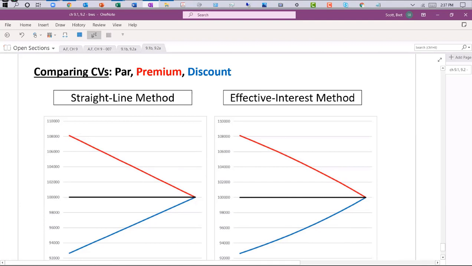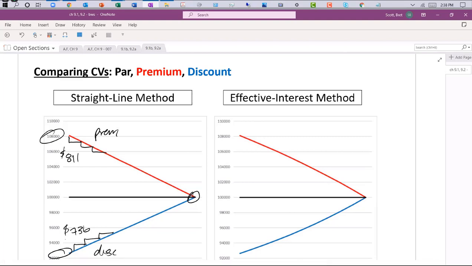Okay, if you just take a step back really, really far from your screen, you can see that they look pretty similar. The straight line method, the carrying value started off at roughly 108, and down below it was 93. So this is the discount, right? And this is the premium up above. We started up really high, right? But in the straight line method, we were bringing it down in fixed chunks, about 8, 11 per payment period. Ultimately, I'll go down to 100,000. In the case of the discount, we brought it up, and it was 736, right? Fixed amount.